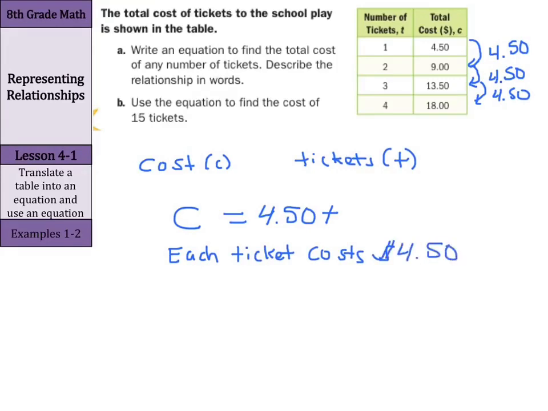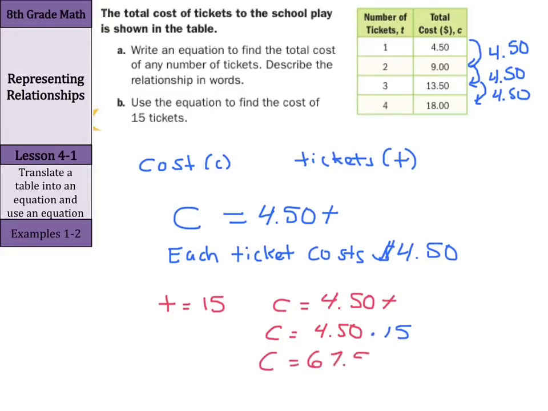$4.50. Now use the equation to find the cost of 15 tickets. Well, we're going to have T equaling 15 here. So we can use the equation C equals $4.50 times T. We can substitute in the 15 for our tickets, and that's going to be multiplication. And $4.50 times 15 is $67.50. So our answer there is $67.50 for the 15 tickets.